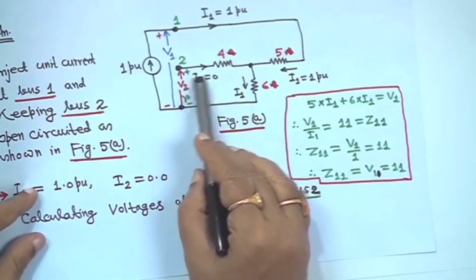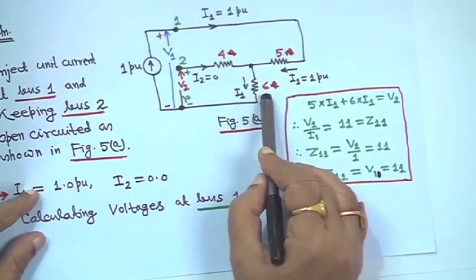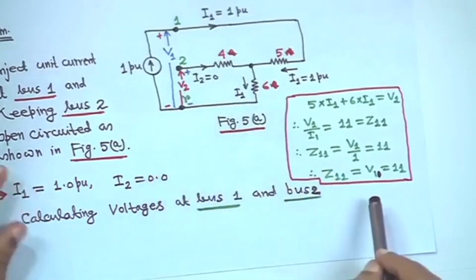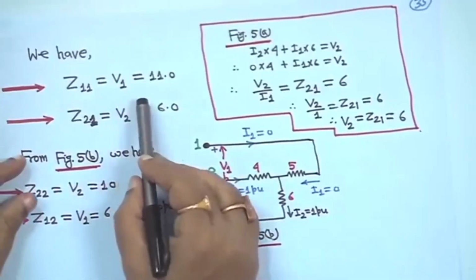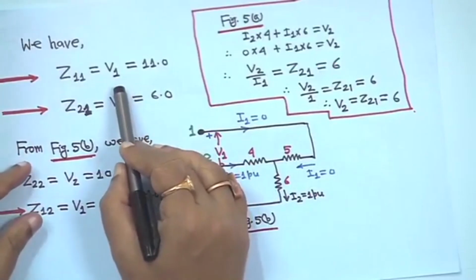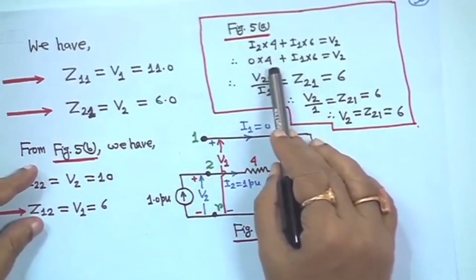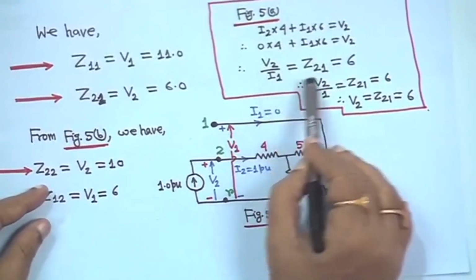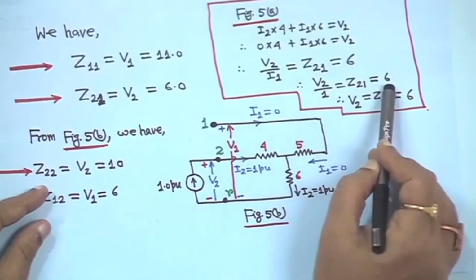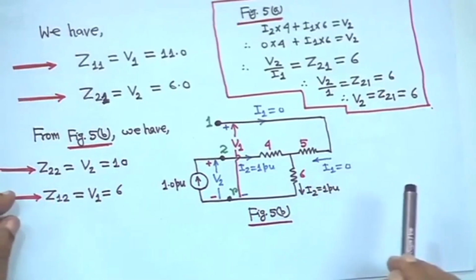Similarly, in this loop you apply KVL. I2 is 0, so 0 into 4 plus I1 into 6 is equal to V2. This I have written on the next page. That means Z11 is equal to 11, V1 upon I1 with I1 being 1 per unit. In the second case, I2 is 0, so 0 into 4 plus I1 into 6 is equal to V2, V2 by I1 is equal to Z21. So, Z21 is equal to 6, because I1 is 1, that means Z21 is equal to V2, which is equal to 6.